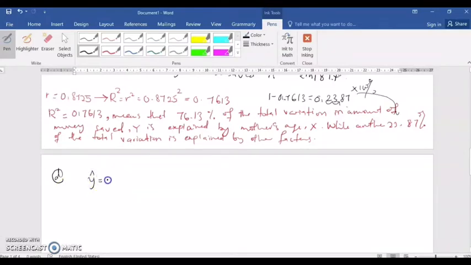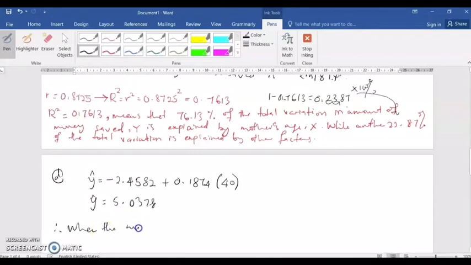So y equals negative 2.4582 plus 0.1874, and then you just insert it, because from the first place our data is in terms of years, right? So it is still the same without changing anything. So our y should be 5.0378.